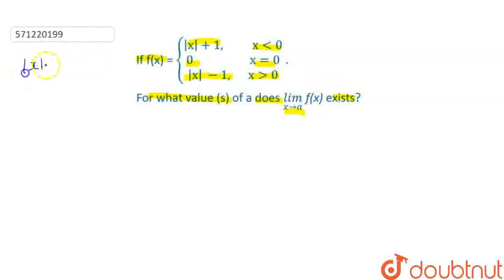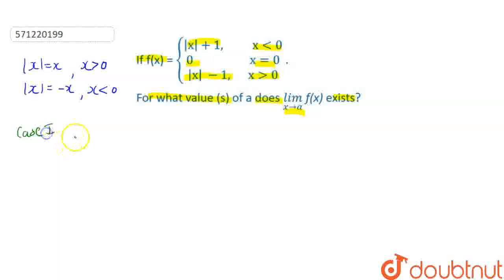When mod of x is equal to x when x is greater than 0, and mod of x is equal to minus of x when x is less than 0. We need to know this, okay? So here we need to find the values for limit x tends to a. a can have three values.